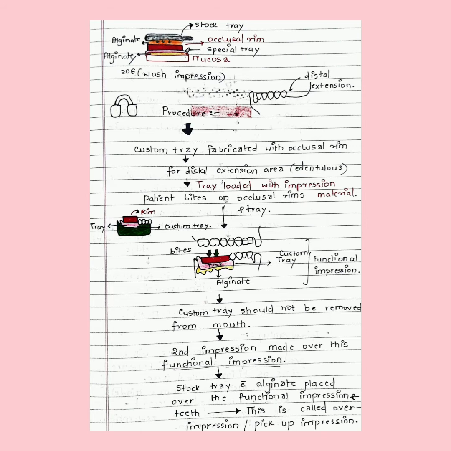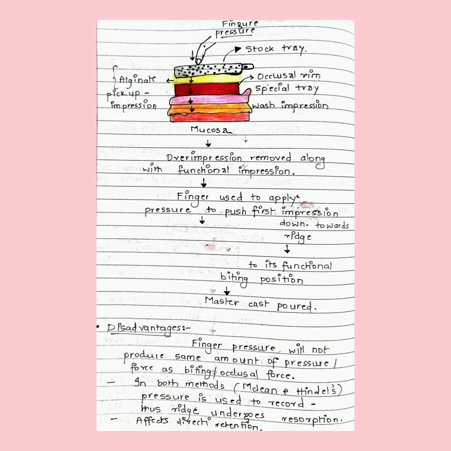Over this, a second impression is made, that is the anatomic impression. A stock tray with alginate in it is placed over this functional impression and teeth, and this is known as super impression or over impression and even pickup impression. We apply finger pressure on the stock tray. This is very important. Then the over impression is removed along with the functional impression. The finger is used to apply pressure to push the first impression down towards the ridge to its functional biting position, and the master cast is poured.